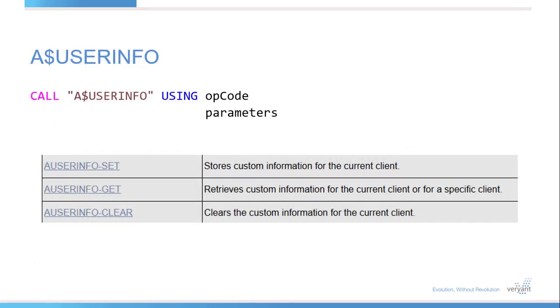Now, we're going to use $UserInfo. Any library routine that starts with an A is specific to the application server. We're going to use $UserInfo to store a string of information about a client connection, to get that string with $UserInfoGet, and to clear that information out with $UserInfoClear.